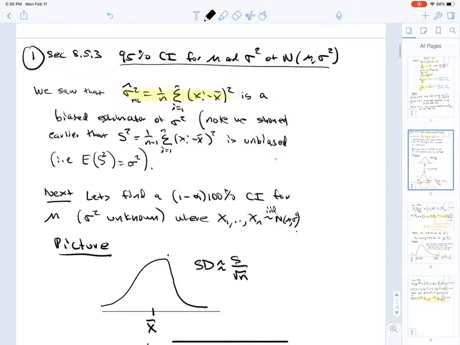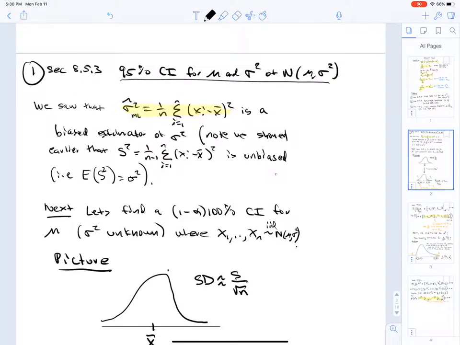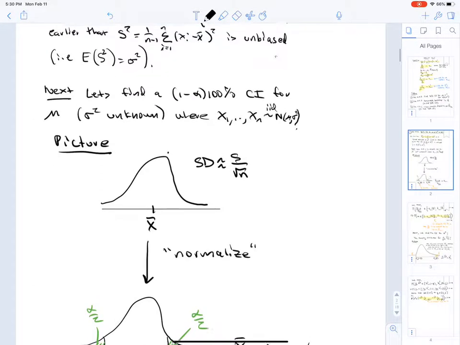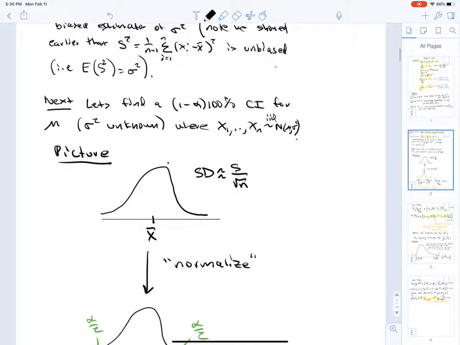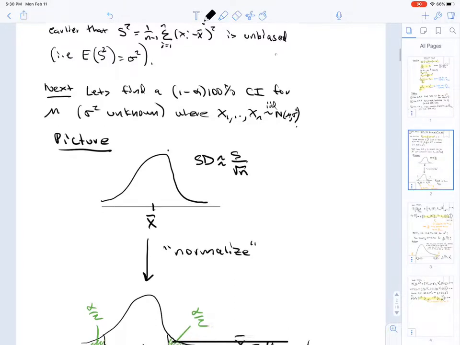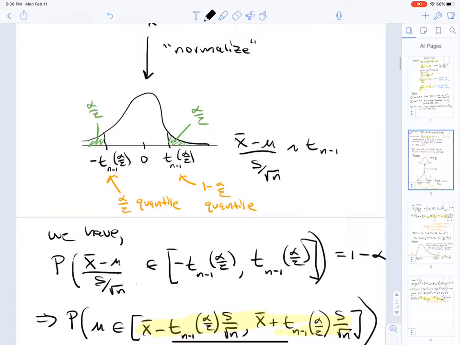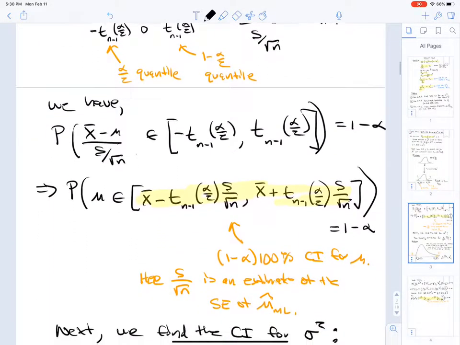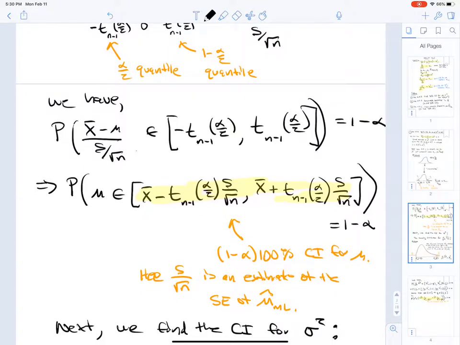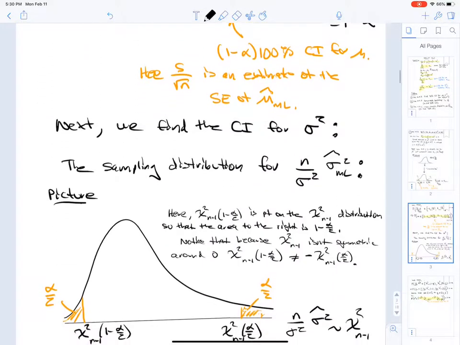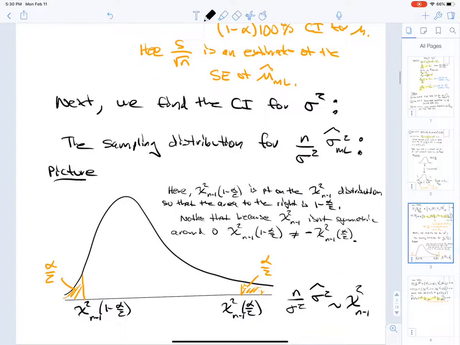So just very quickly, we've sort of done this before. For the population mean, now I'm not assuming that I know the population variance. So when I standardize, the SD is approximately S over square root of n, which gives rise to a t distribution, which is why my confidence interval involves a t distribution instead of the z distribution as we had in chapter 7.